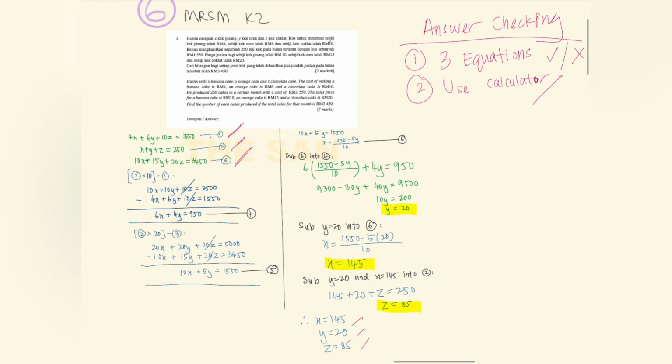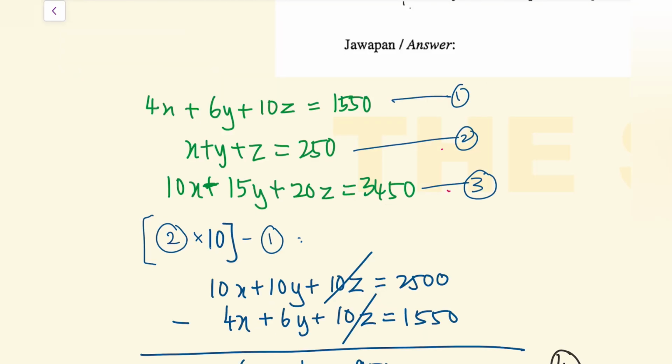Okay? So don't waste your time during exam. If you can use the calculator to prove that you are correct, use it. And remember, when you key in these three equations into your calculator, you have to arrange your equation like this. X, Y, Z, a number. X, Y, Z, a number. X, Y, Z, a number. It shouldn't be like the first one X, Y, Z, the second one Y, X, Z, the third one Z, X, Y. Don't be like that. You have to make sure that the arrangement is the same. X, Y, Z, number, X, Y, Z, number, X, Y, Z, number.